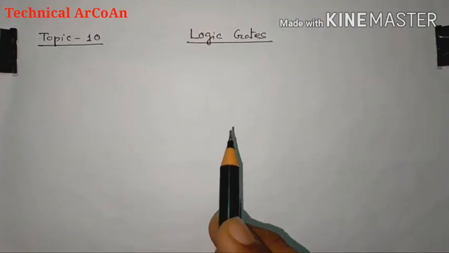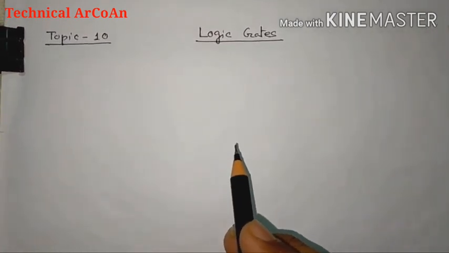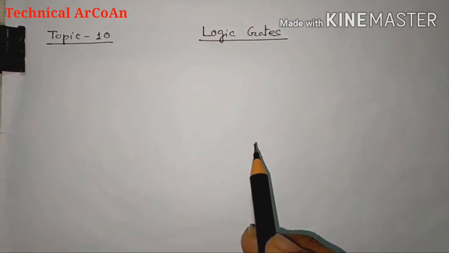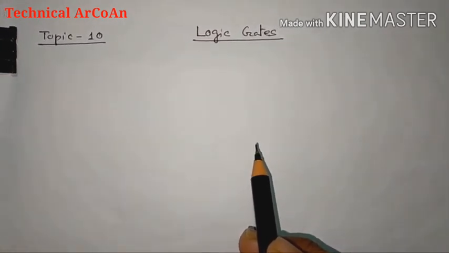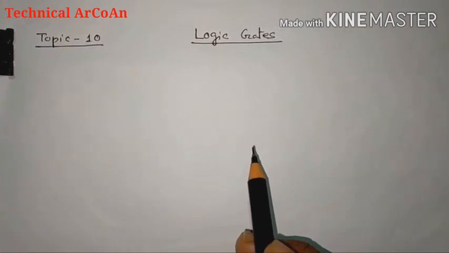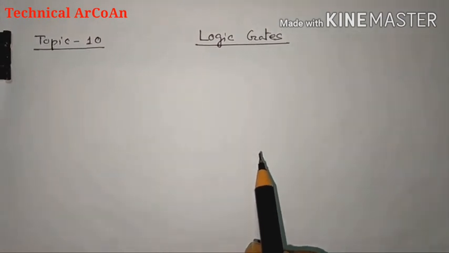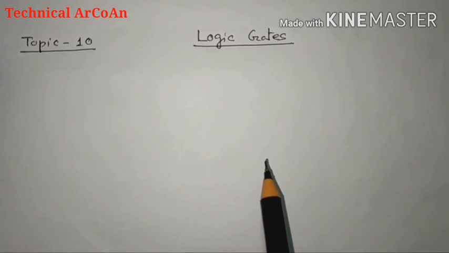Today's topic: logic gates. Logic gates are the basic building blocks of any digital system. It is an electronic circuit having one or more inputs and only one output. The relationship between the input and the output is based on a certain logic.